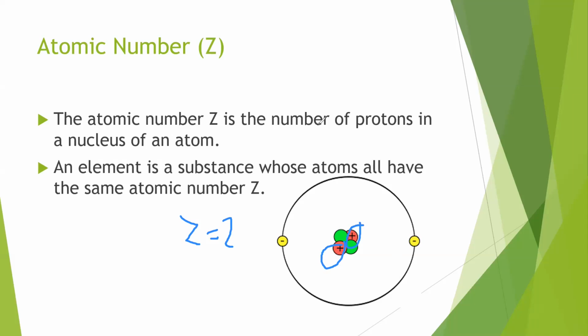And each element always has the same number of protons, the same Z. An element is basically a group of atoms. I explained that on my first slide. Actually, an element consists of a group of one type of atom. So basically you can just say atoms instead of elements. They're roughly the same thing.